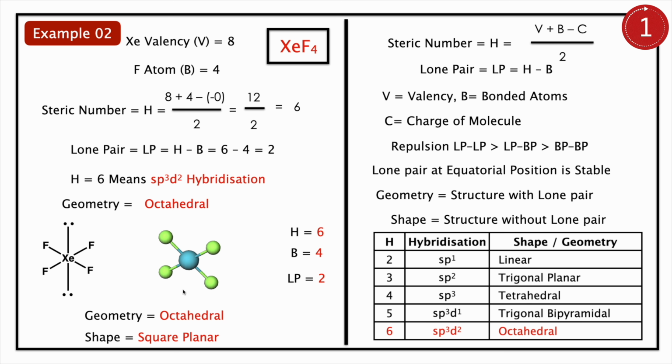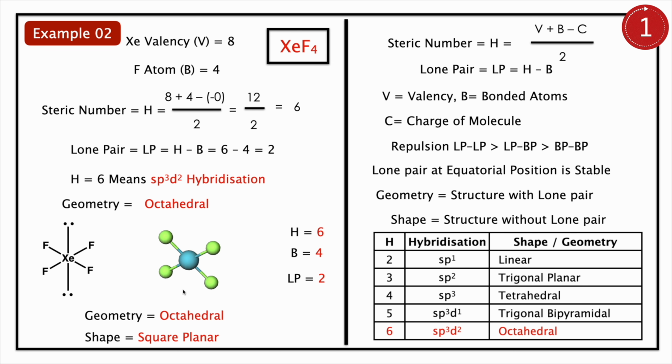Then the next example, XeF4. Xe is an inert gas, so octet. Valency is 8. It is the central metal atom, so V is 8. Bonded atoms are fluorine, that is 4. So steric number will be H equals 8 plus 4 minus 0 divided by 2, meaning 12 by 2 gives 6. Lone pair will be H minus B, which is 6 minus 4 gives 2. H is 6, meaning sp3d2 hybridization, which is octahedral geometry.